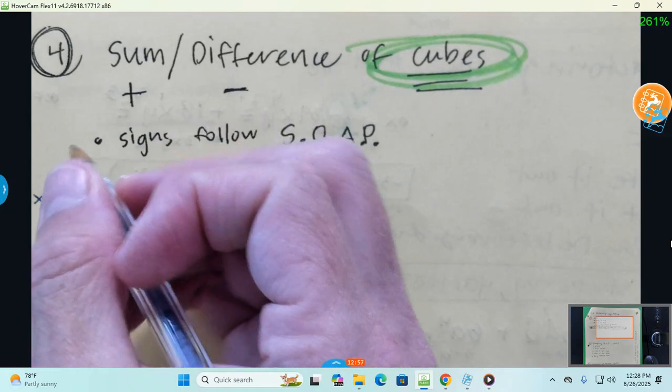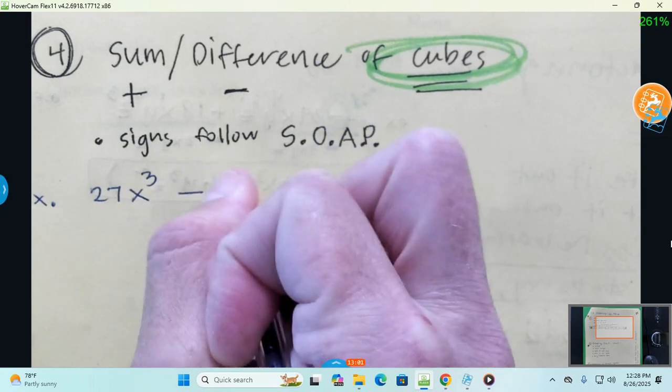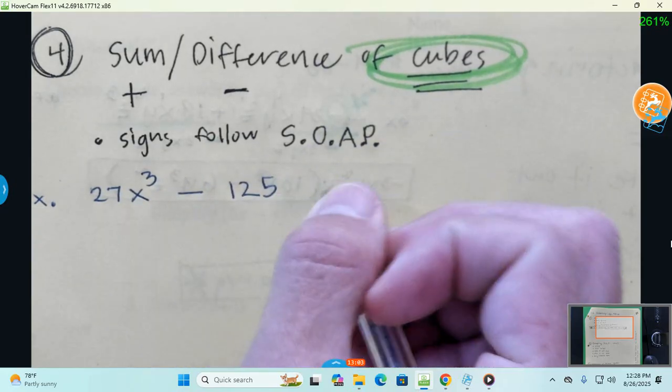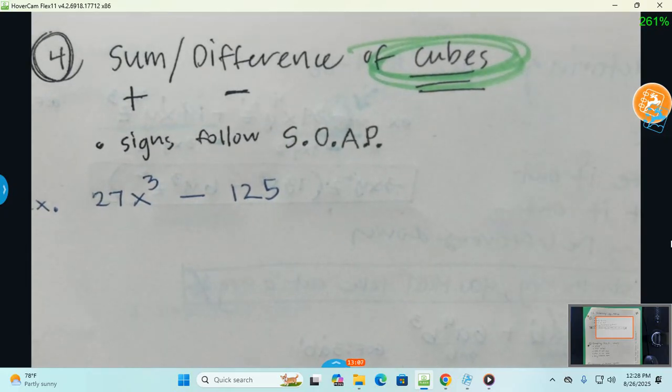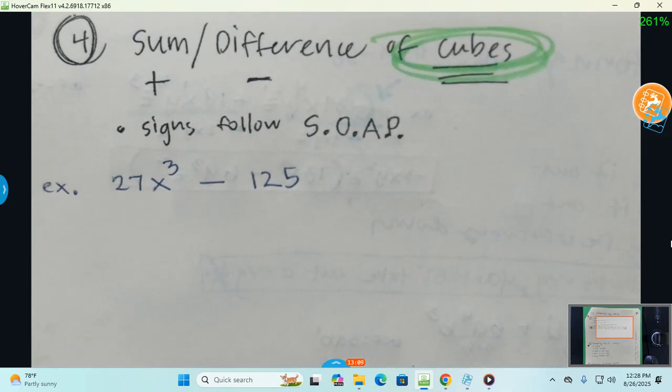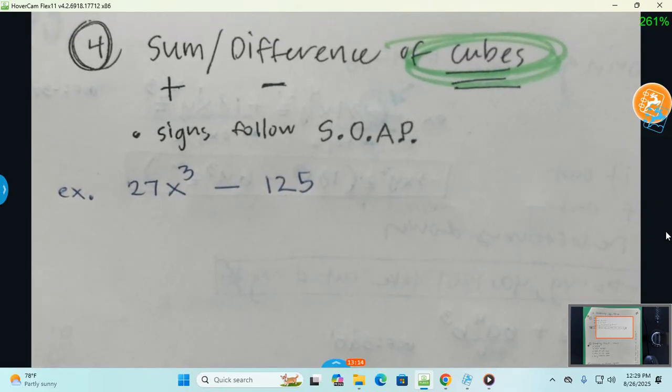I'm going to do 27x cubed minus 125. Now, you always start looking for a GCF if possible. We'll see later today where sometimes you have a GCF and something else. For this particular problem, there's nothing that will go into 27 and 125. They don't share anything.